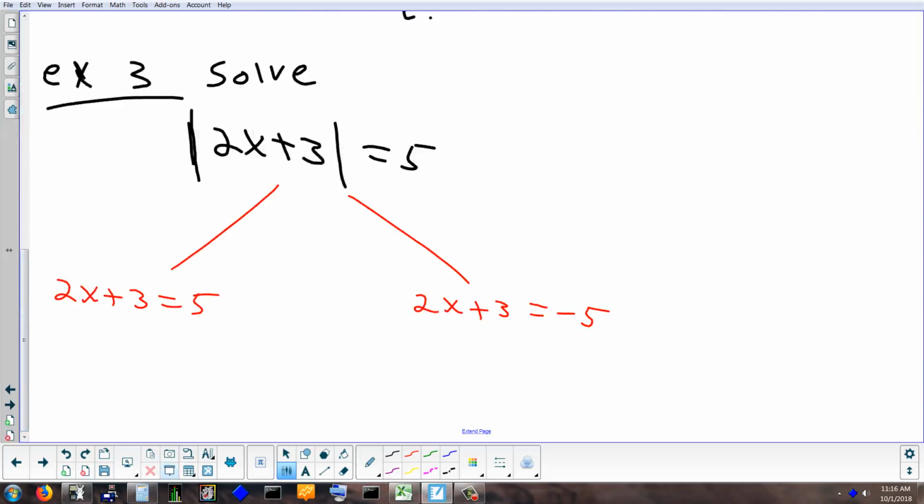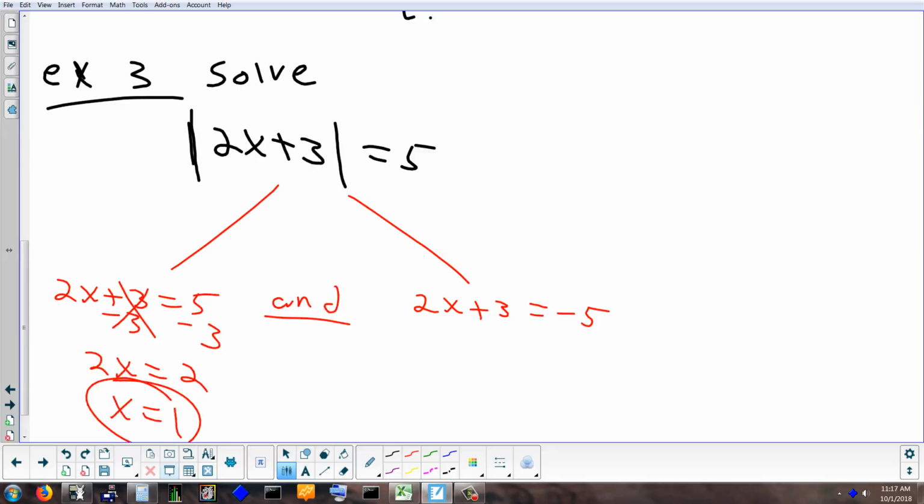Yep. So now we solve each equation. We put the word "and" between it. That's how our book does it, because we're going to say x equals this and x equals this. 2 different values. So -3 from each side. 2x equals 2. But we get x equals 1.